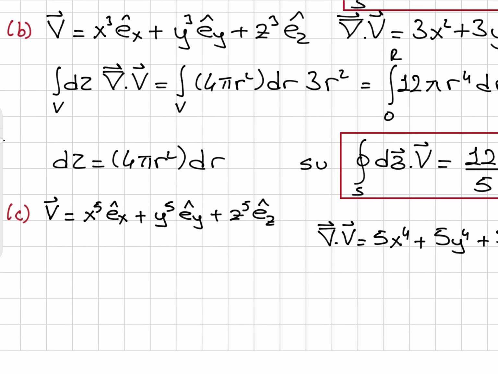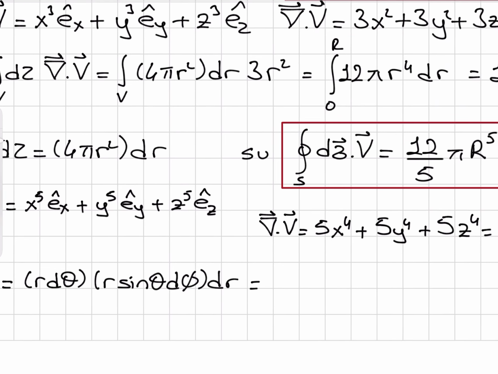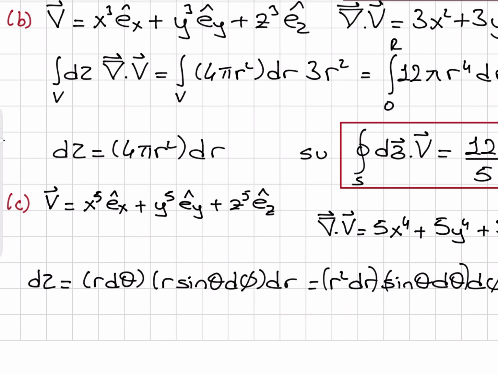What is the differential volume in spherical coordinates, d tau? It is r d theta, where theta is the polar angle, r sine theta d phi, where phi is the azimuthal angle, and dr. So our differential volume is r squared dr sine theta d theta d phi.